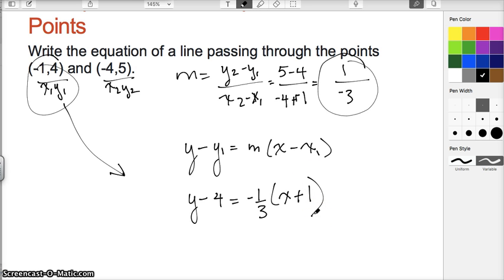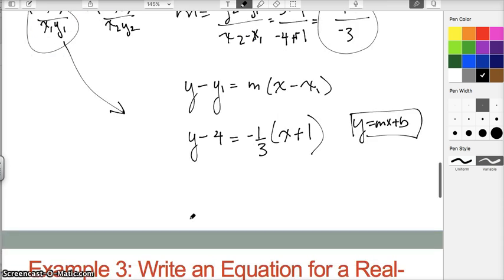And I'm actually done. If I wanted to put it in slope-intercept form because it's my best friend and I love it to death, then I could, but for kicks and giggles, I don't really have to do that because I'm only asked to put it in an equation of a line, and this is a true equation of a line. So I'm good. I'm not going to do any more.